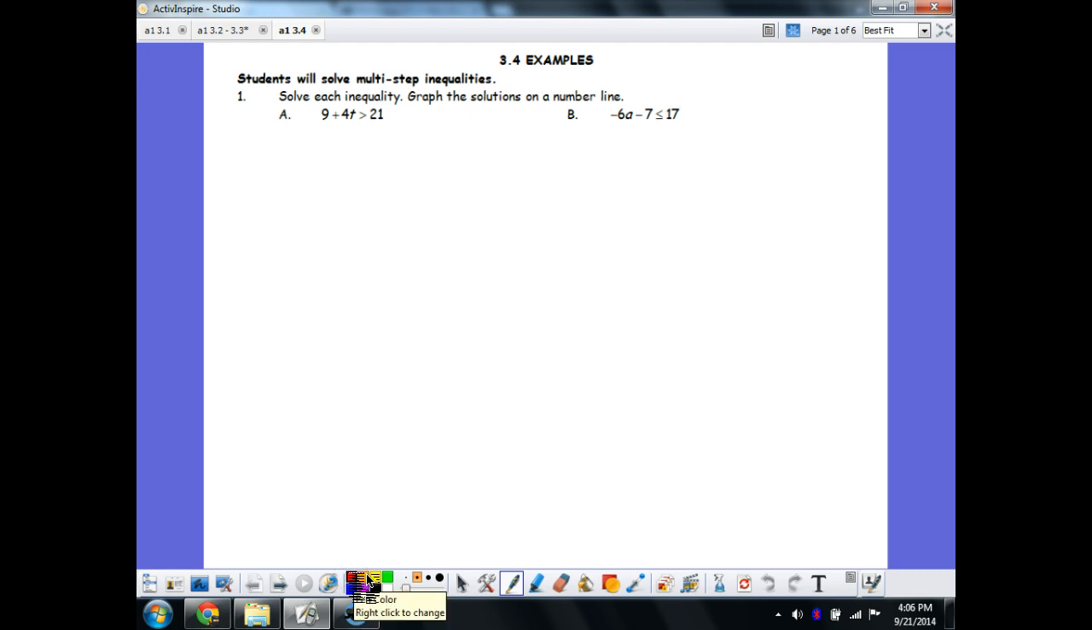Our first step here to solve this inequality is to subtract 9 from both sides. When we do that, we end up with 4t is greater than 12. To get the t by itself, we divide both sides by 4, and we end up with t is greater than 3. We did not flip the inequality because we divided both sides by a positive number.